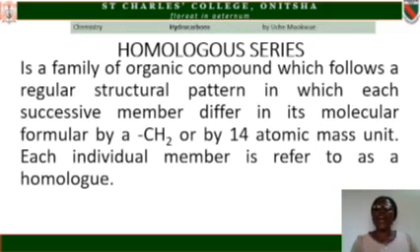The alkane is the n family. The first member of the alkane is methane. The formula is CH4. The second member is ethane. Ethane is C2H6. Now the difference between CH4 and C2H6 is CH2. So each member differs from the successive one by a molecular formula of a CH2 group. And each individual member of the family is referred to as a homologue.